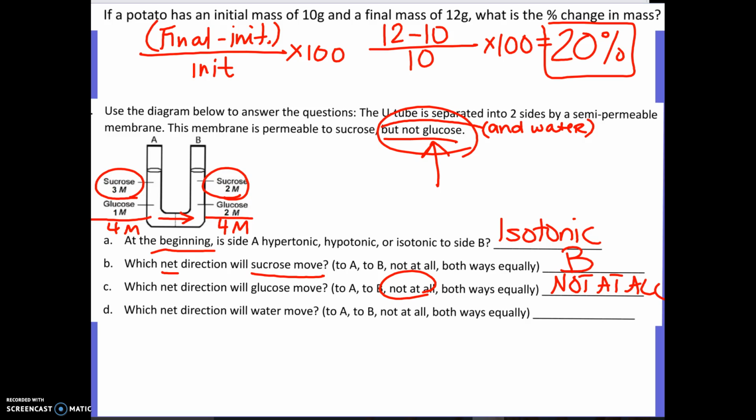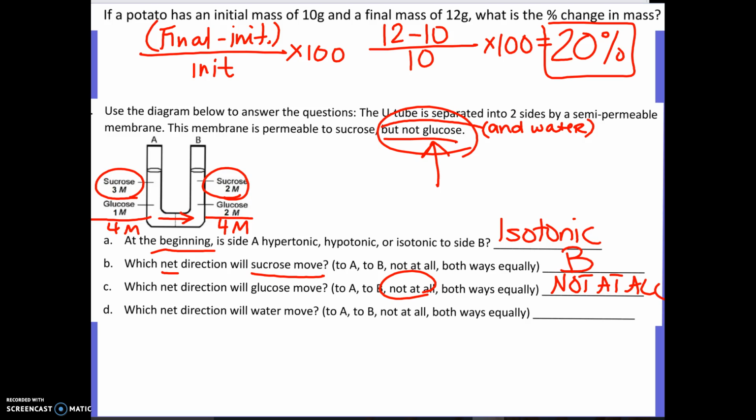All right, now comes the hardest question of all. Most people got this wrong. Most people said water would go both ways equally. That would be the answer if only water could pass. Because if only water could pass, it's already isotonic, so water would go both directions equally. But sucrose could pass, and we just said that sucrose would therefore go to the right.